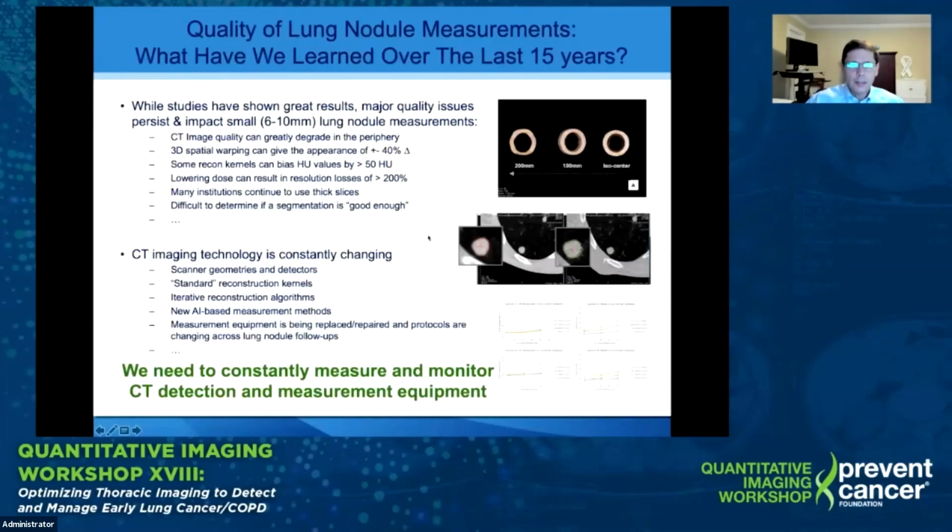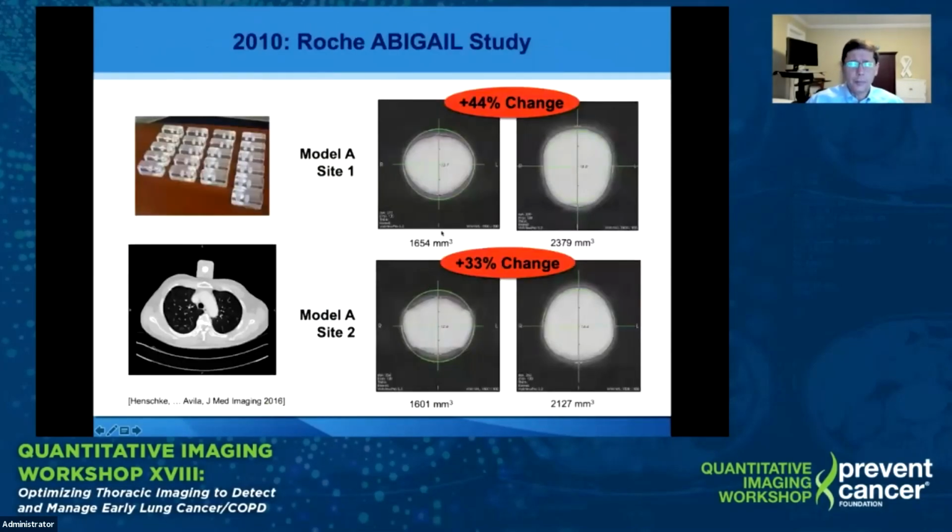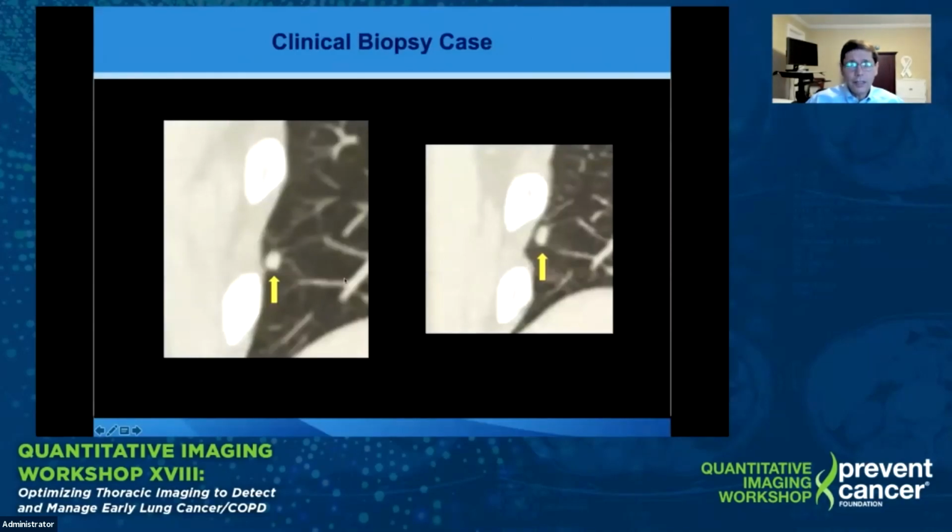Now, we've been documenting over the last 15 years large numbers of issues in CT scanners, including biases in Hounsfield units, the density numbers from CT scanners, as well as spatial warping and many other things. The biggest thing we saw was spatial warping on the order of 44% when we put phantoms on the chest of patients. These spheres should not have changed in size at all, yet we saw changes of 44% on the same model at different locations.